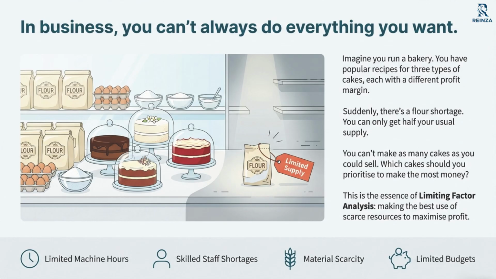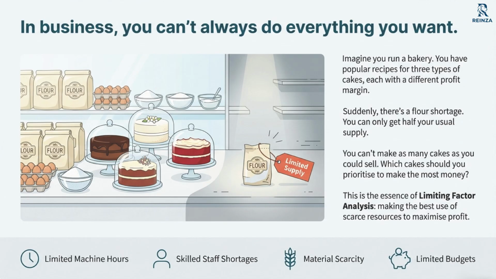Imagine you run a bakery. You have popular recipes for 3 types of cakes: chocolate, vanilla, and red velvet. Each cake brings you a different profit margin, and each requires different amounts of ingredients and baking time.